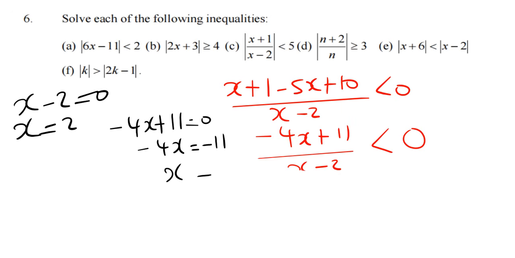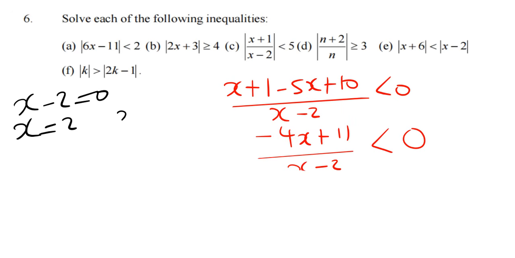Alright, so then you just demarcate your signs and you solve. So I was saying the other value of x is 11 over 4. Alright, let's say 2 is there. Let's say 4. Let's say this is 4.